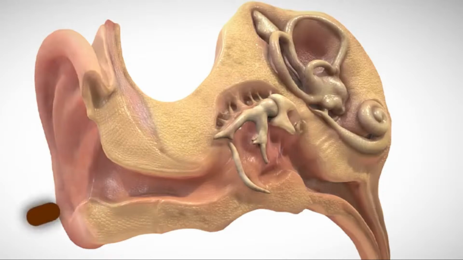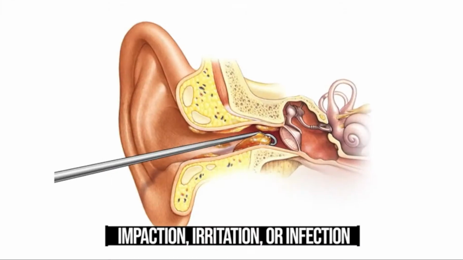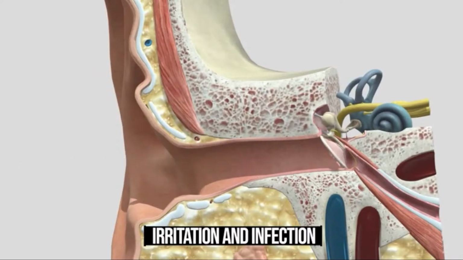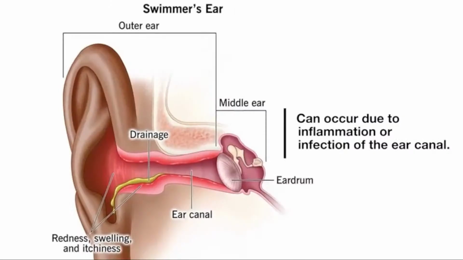Overcleaning or using inappropriate objects to clean the ear can disrupt this natural process and lead to problems like impaction, irritation, or infection. Sensitivity. The skin in the ear canal is thin and sensitive, making it susceptible to irritation and infection. Conditions like otitis externa, swimmer's ear, can occur due to inflammation or infection of the ear canal.